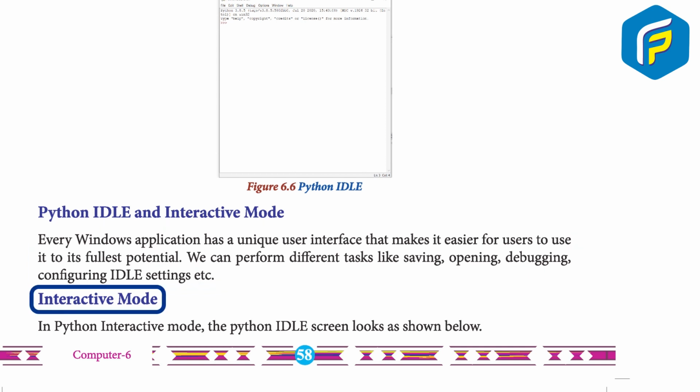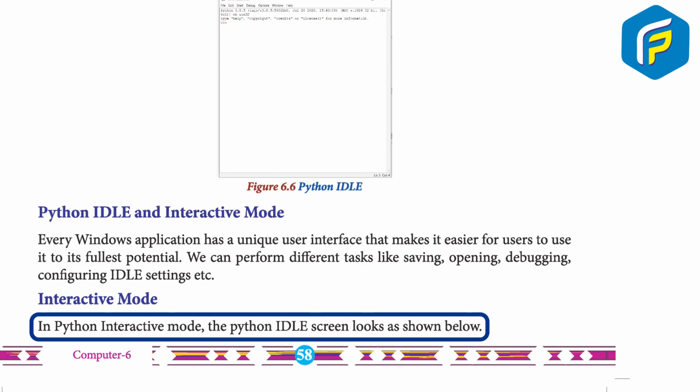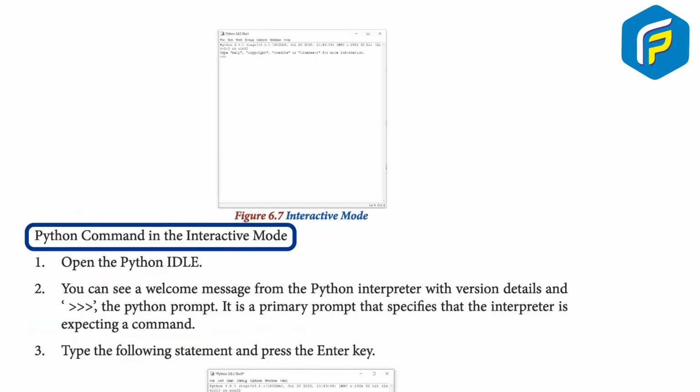Interactive mode. In Python interactive mode, the Python IDLE screen looks as shown below. Python command in the interactive mode. 1.